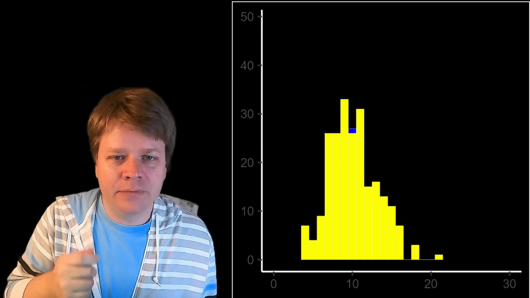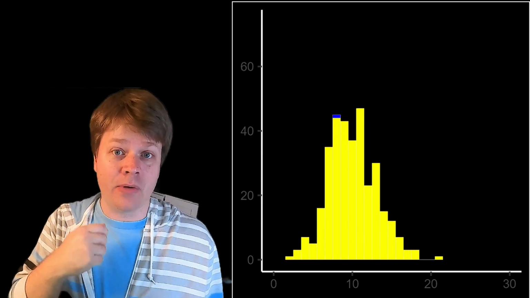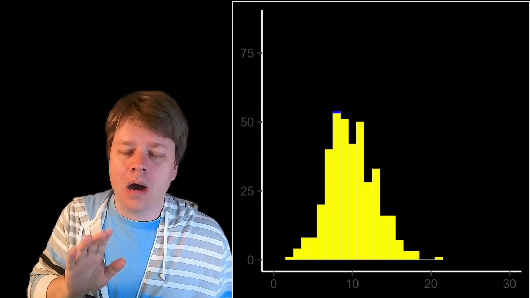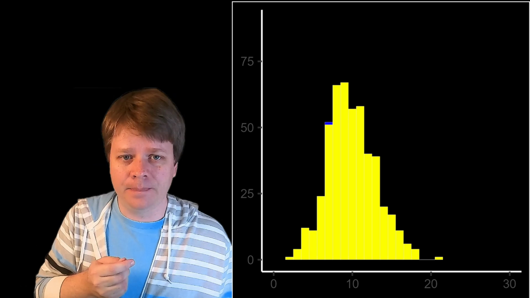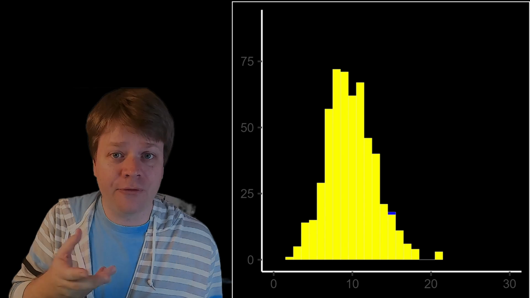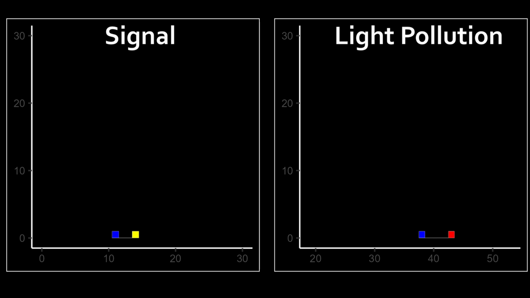We'll assume that we can reliably determine the exact number of photons from our DSO and light pollution separately. On average, the DSO emits about 10 photons per subframe. Light pollution emits around 40. Let's start making a histogram of the signal and light pollution noise. Keep track of the blue boxes.